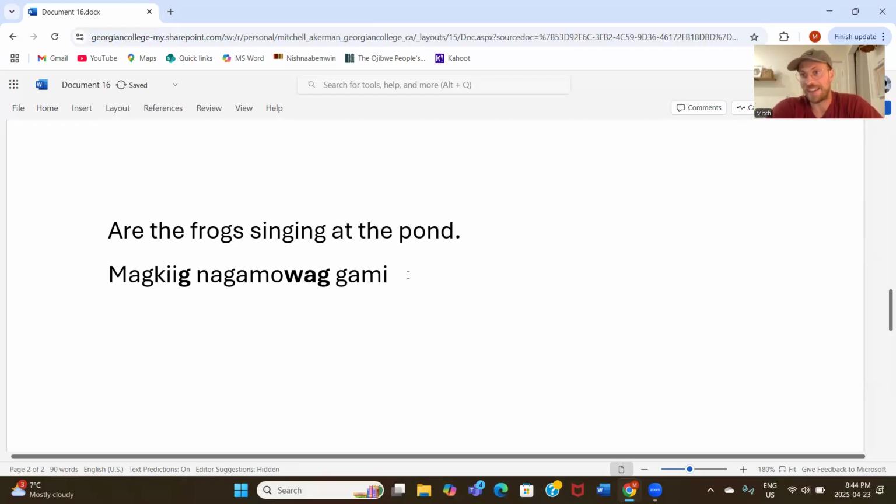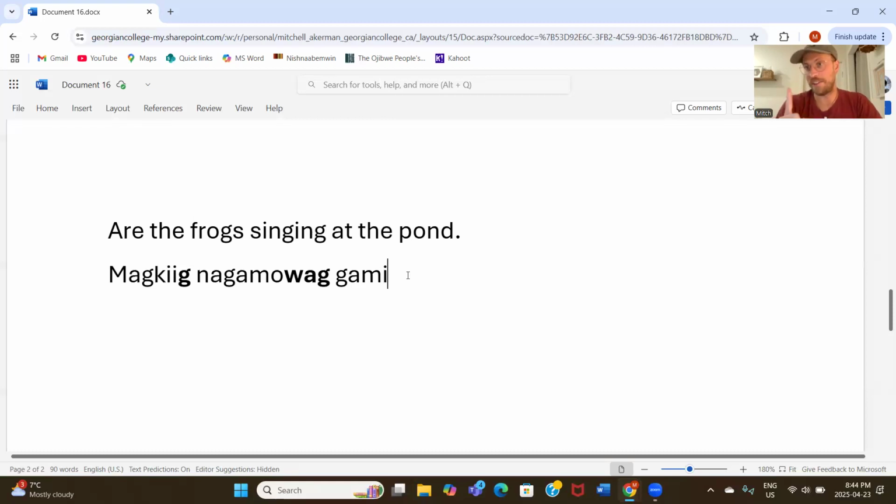Now we're going to actually stack suffixes here. So if we want to take a lake and make it a pond, a lake is big, a pond is small. So let's make it small, okay, with a diminutive ending.